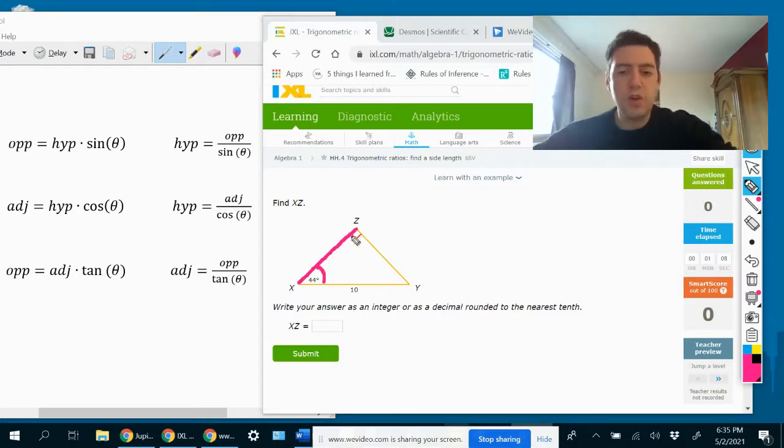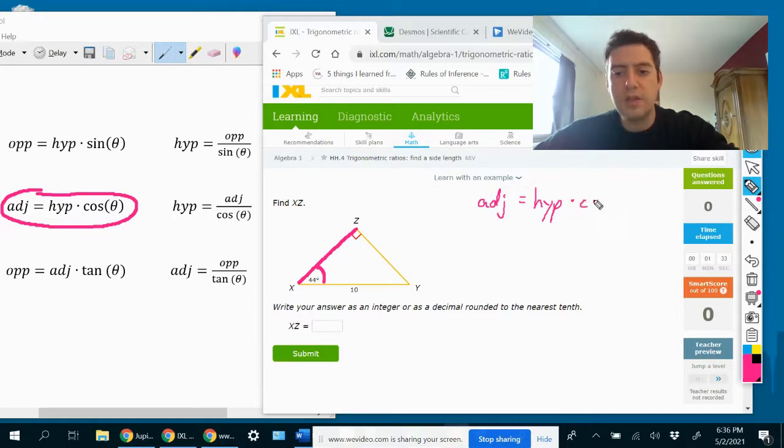So if this is what we're looking for, then this is the equation we're going to want to use, because we know what the hypotenuse is, and we know what this angle over here is. So if we plug that information into this equation, then we'll be able to figure out the length of the adjacent side. So I'm just going to write that equation over here. The length of the adjacent side is equal to the length of the hypotenuse times the cosine of angle theta.